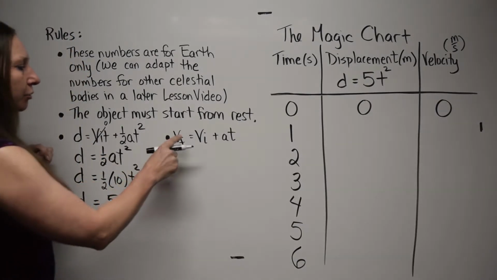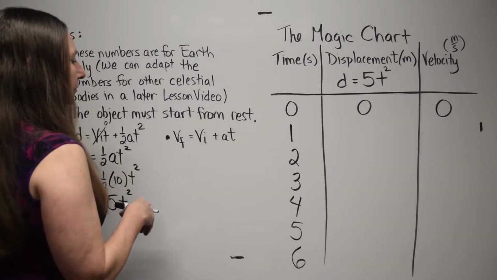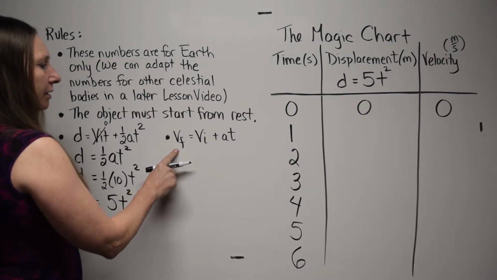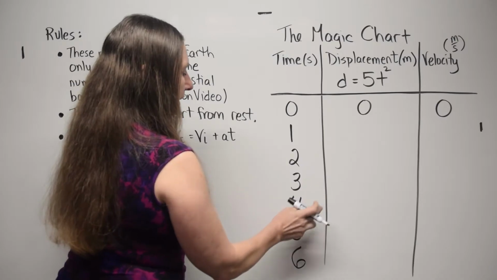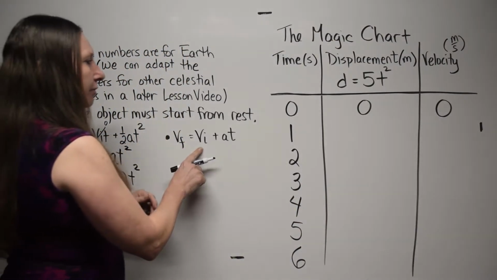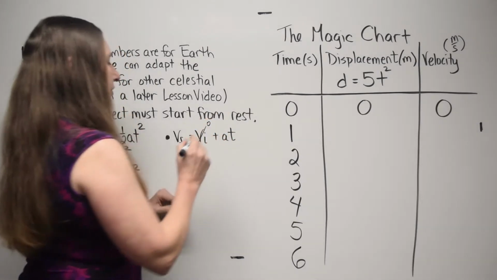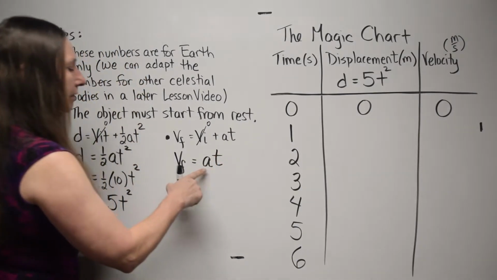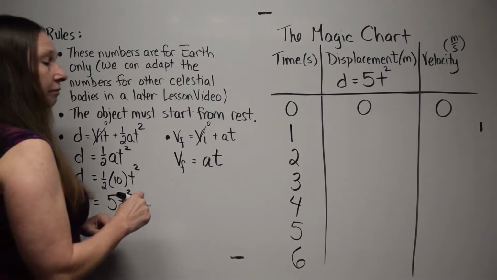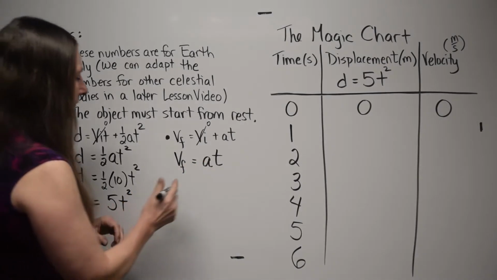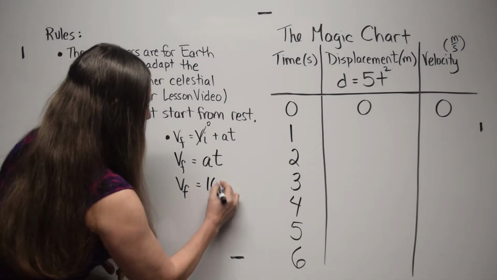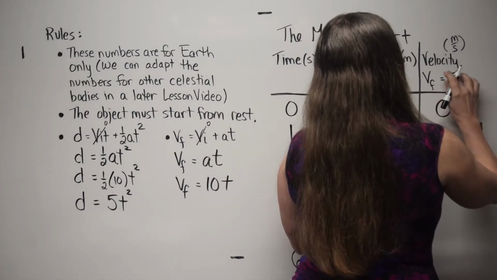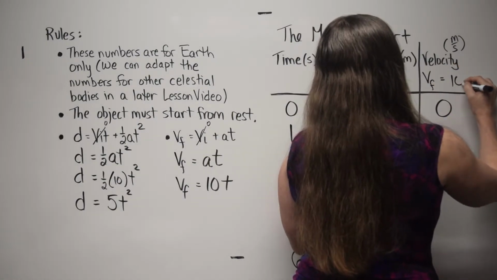I think we'll do the equations first, then we'll fill in all the numbers. Now, how fast, what's v final? How fast is the object going after 1 second, after 2 seconds, after 3 seconds, after 4 seconds, etc.? Starting from rest, the initial velocity is 0. So v final is going to be the acceleration due to gravity, g, 10 meters per second squared, times the time. So v final is going to be 10t.